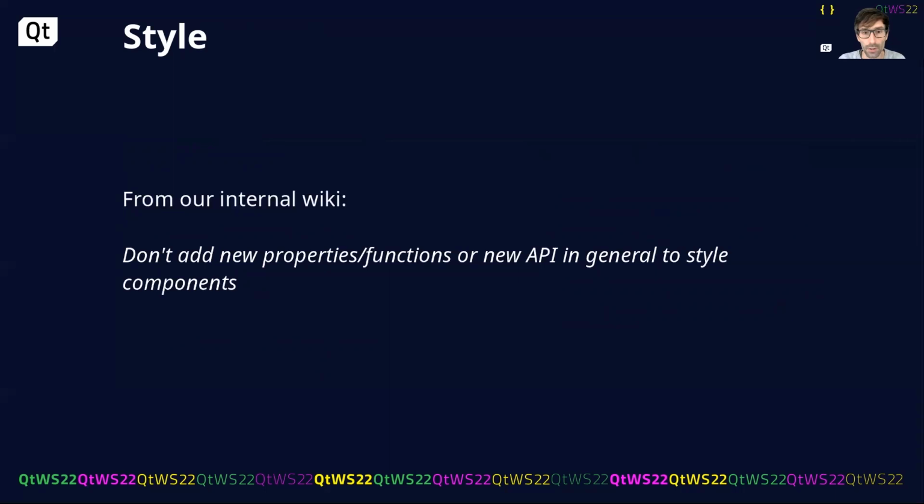So from our internal wiki, we do have a strict rule where you cannot add properties or functions to style components. The API provided by the Qt Controls is very good. There's a lot of things in there, so just stick with that. And this works quite well in practice.